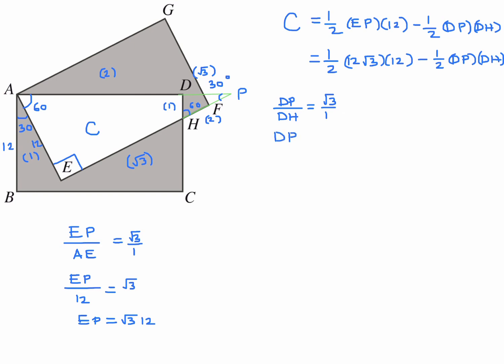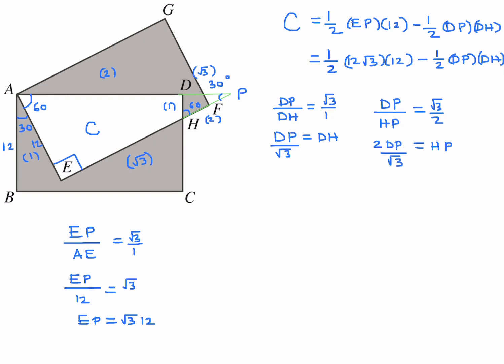So we can isolate for either variable. DH can be DP over root 3. And in a very similar way, we can get a relationship between DP and HP with that same triangle. It's root 3 over 2. So that means that HP is 2 DP over root 3.